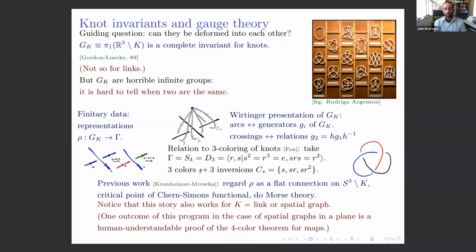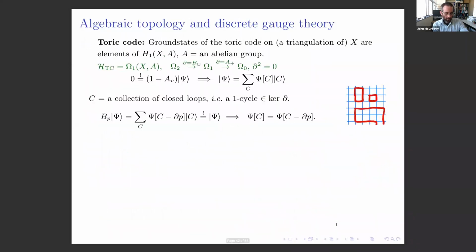Okay. Previous work has made connections between gauge theory and classification of knots. The work that I'm familiar with regards this representation of the knot group as a flat connection on the complement of the knot, thought of as a critical point of the Chern-Simons functional. Then these guys do Morse theory on the space of such flat connections, and they've proved some beautiful things about it. I'm not sure if they're done proving that, but they've given an independent proof of the four-color theorem in this way. So here we're going to think about gauge theory and knots in a slightly different way.